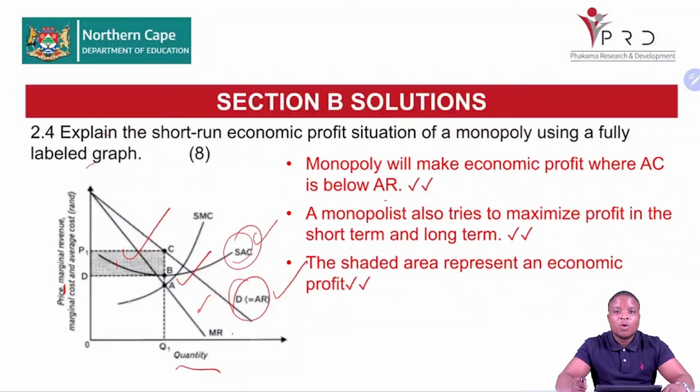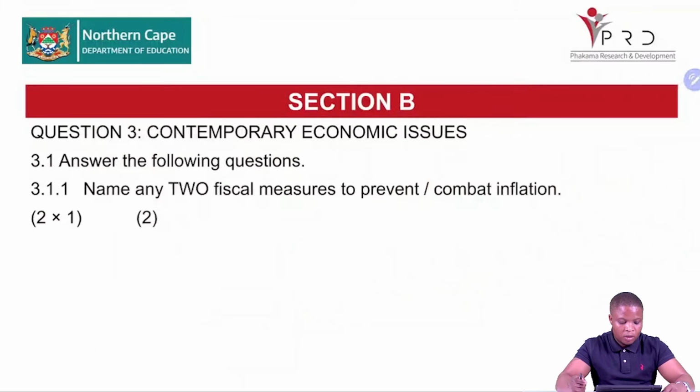Right, let's move to question 3. Question 3, you have your contemporary economic issues. 3.1.1, name 2 fiscal measures to prevent or combat inflation. The fiscal measures are the ones used by your Minister of Finance. You can name them: we have government expenditure and taxation, but then that is not answering the question.